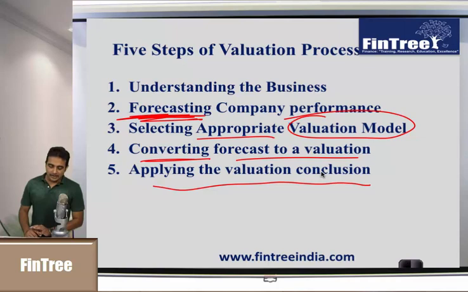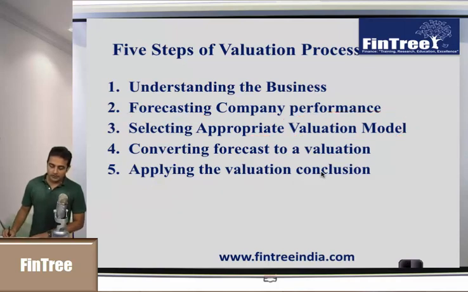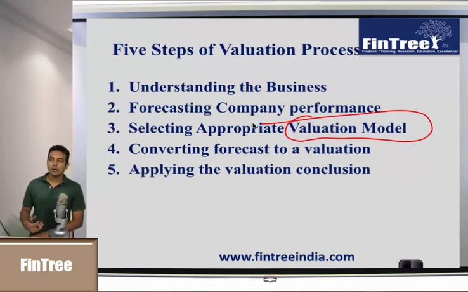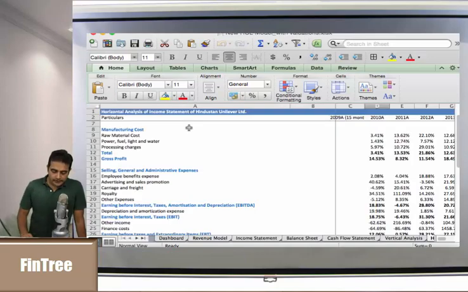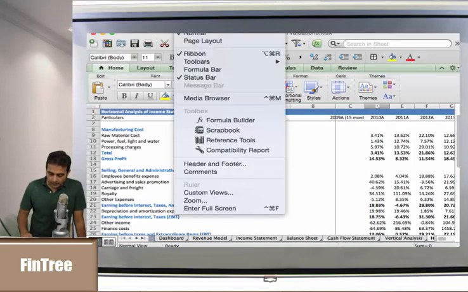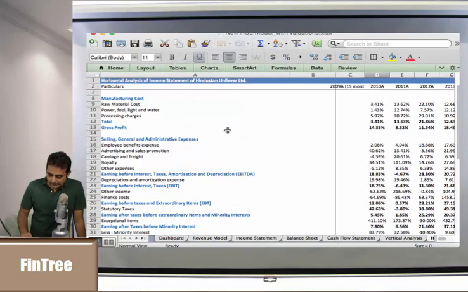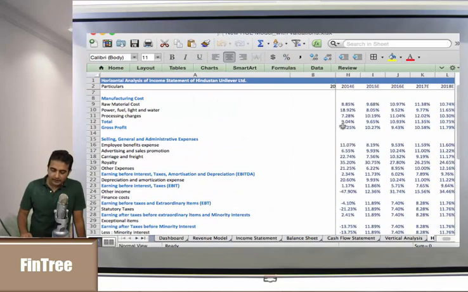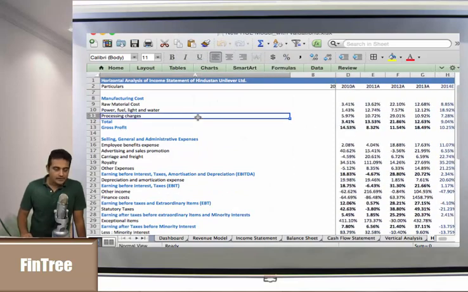Are you fine? Now, you cannot use the same model for all type of stocks. So depending on which sector you're modeling and what category of stocks you're looking at, you would decide what would be the appropriate valuation method. So this is a financial model we prepared, I think quite some time back. This was built on Hindustan Unilever.